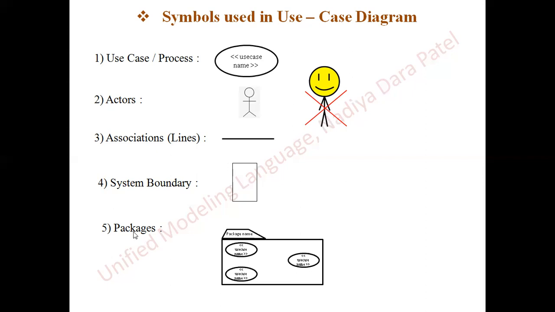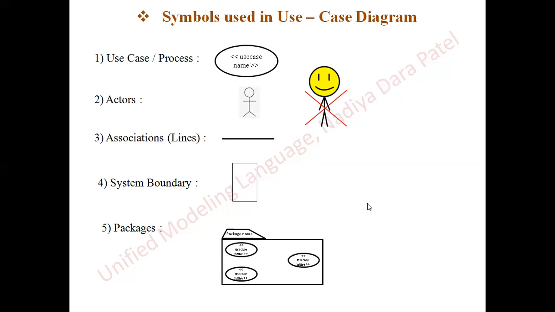So the last diagram is the package symbol. As the word package is given, it is a collection. Package is a collection of what? It is a collection of use cases together. You're going to draw one rectangle. You're going to put all the use cases, the related use cases together inside this. And do not forget to give your package a good name which can define this correctly.